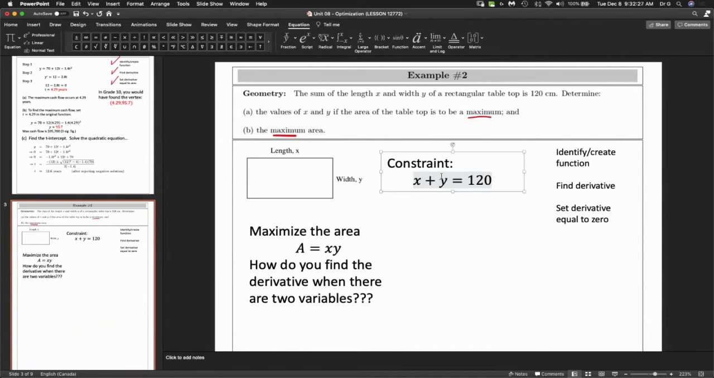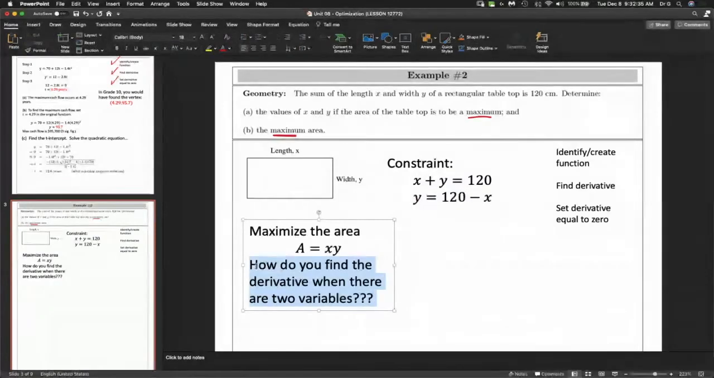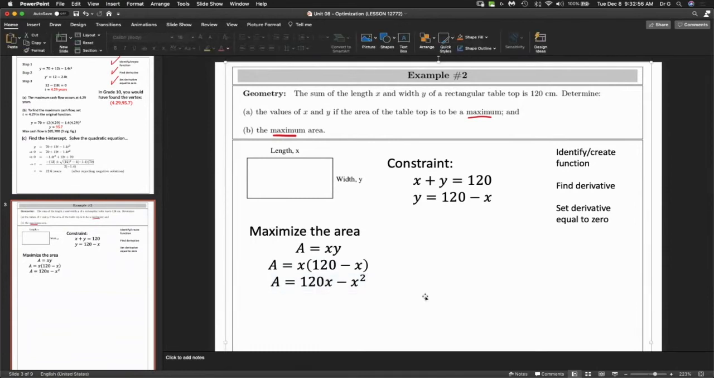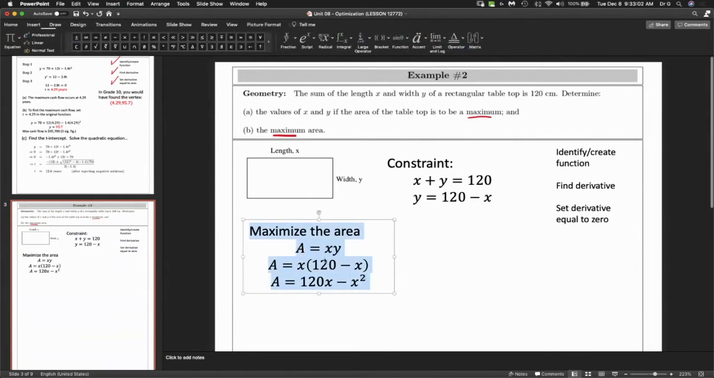So what we're going to do is take this constraint and rearrange it like that. And we're going to go back here and substitute in for y. And there you have it, my friends. Look at that. You have the area as a function of x.